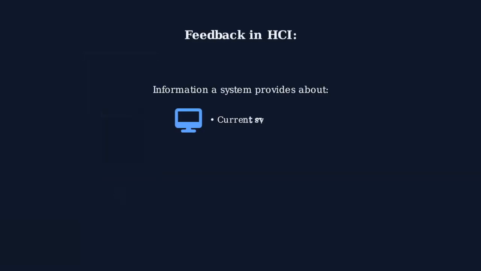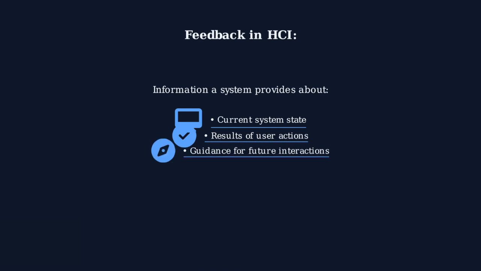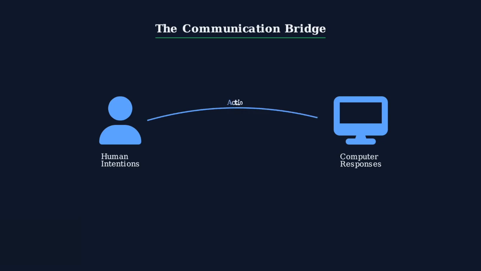In human computer interaction, or HCI, feedback is the information a system provides to users about its current state, the results of their actions, or guidance for future interactions. Think of feedback as a communication bridge between human intentions and computer responses. When you click a button, the system needs to tell you something happened. When you make an error, it needs to guide you toward the correct action.